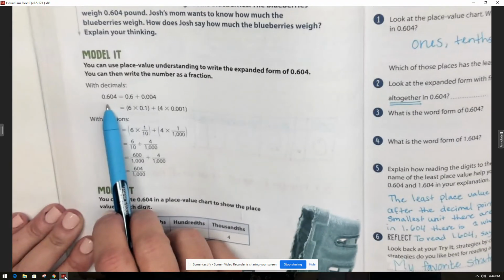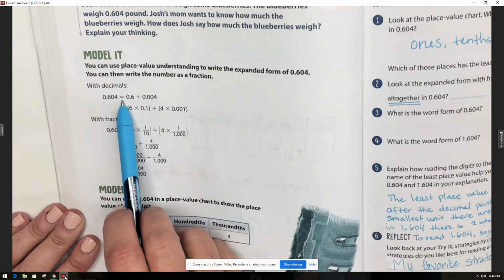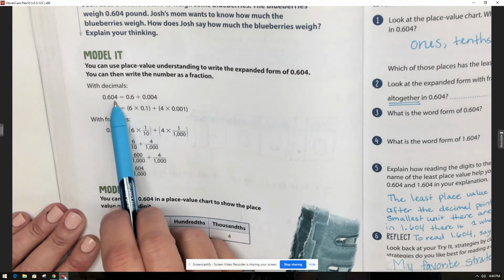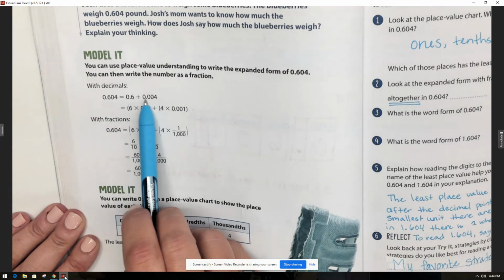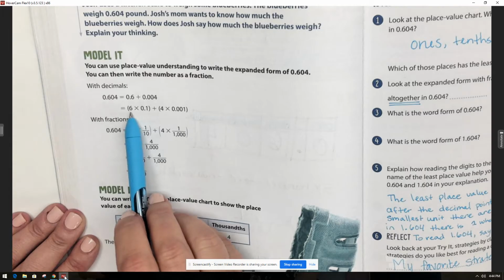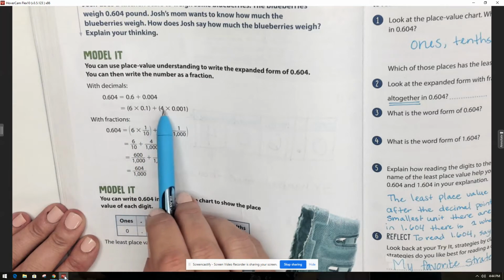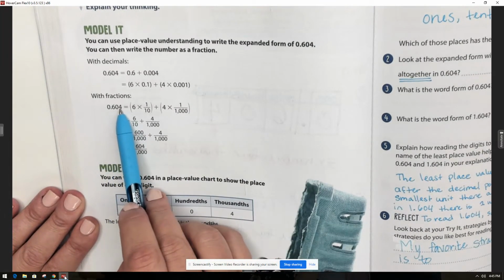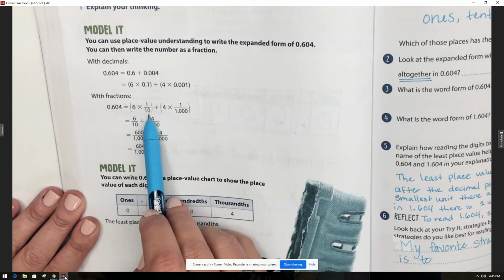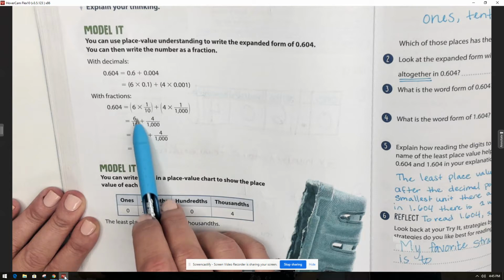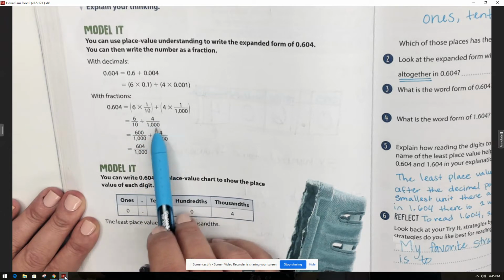So with decimals, we can look at 604 thousandths as 6/10 plus 4 thousandths. We have no hundredths, so you don't need to write anything there. You can just write your 6/10 and your 4 thousandths, which is also the same as 6 times 1/10 plus 4 times 1/1000th. Now with fractions, we can write 604 thousandths as 6 times 1/10 plus 4 times 1/1000th because we have 6/10 and we have 4/1000ths, or 6/10 plus 4/1000ths.